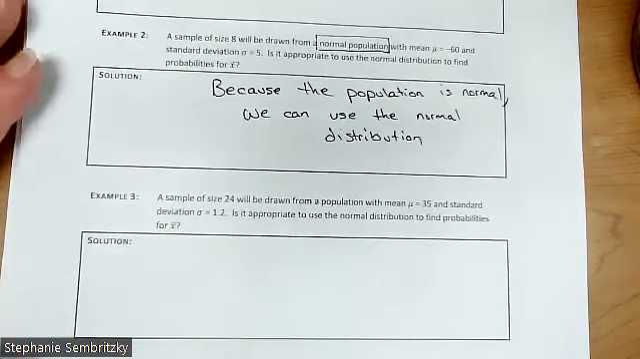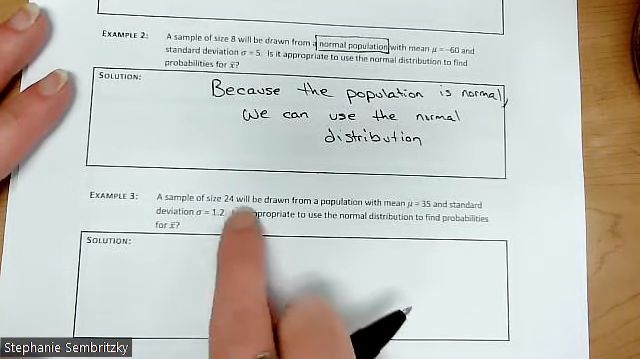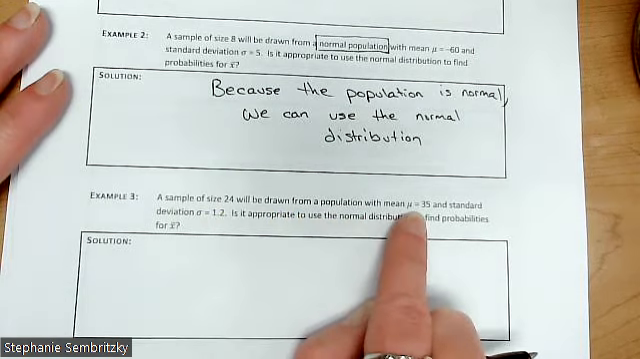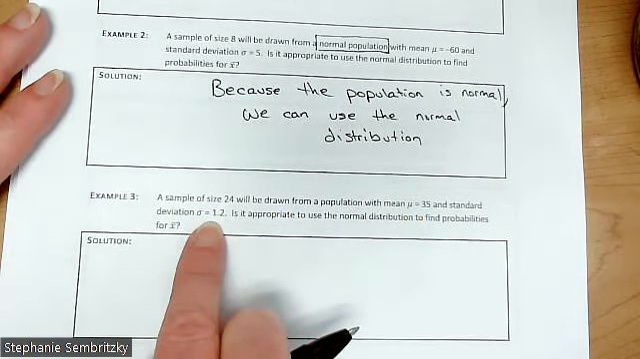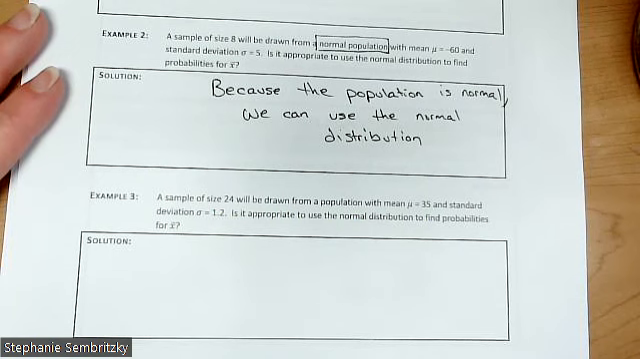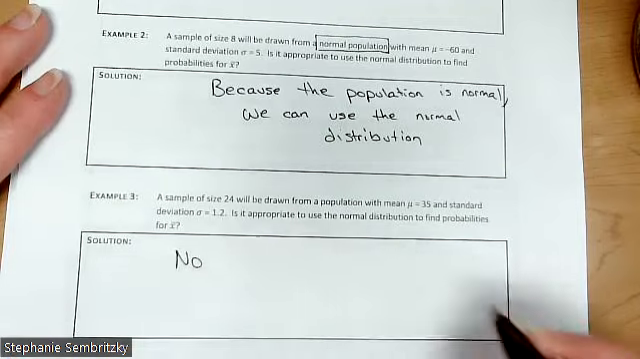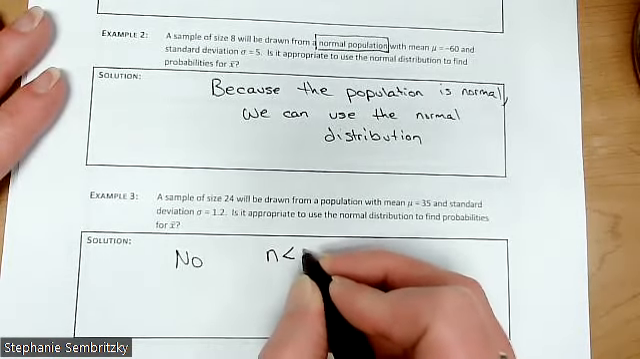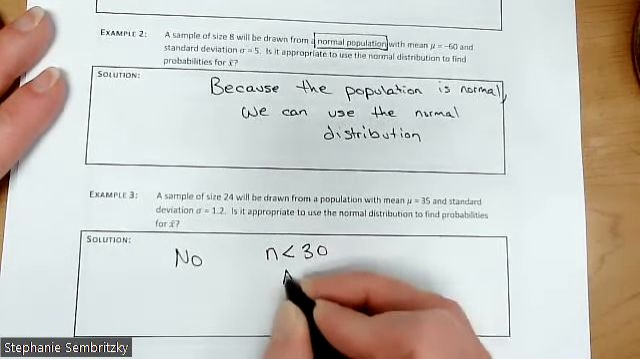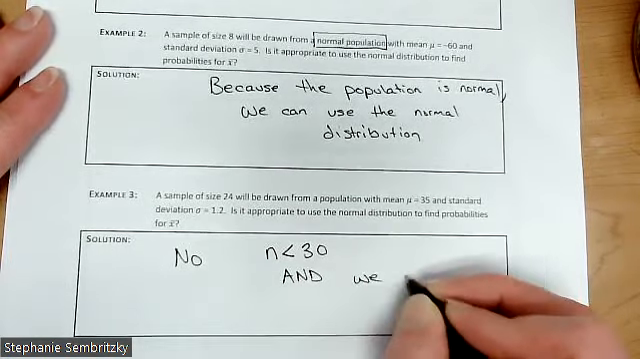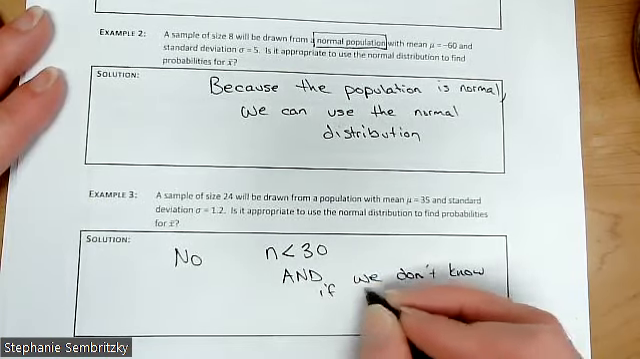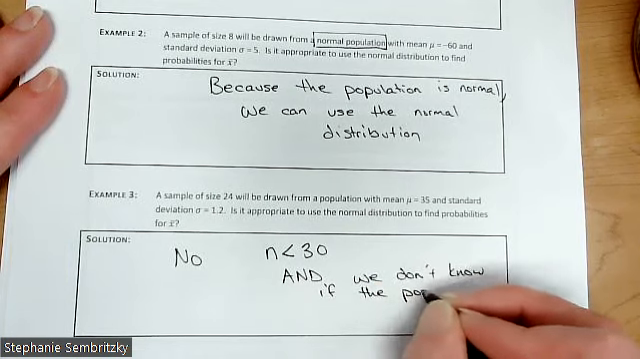All right. A sample of size 24 will be drawn from a population with mean 35 and a standard deviation of 1.2. Can we use a normal distribution on that one? No. Okay, so there's two reasons we can say no. The sample size is less than 30, and we don't know if the population is normal.